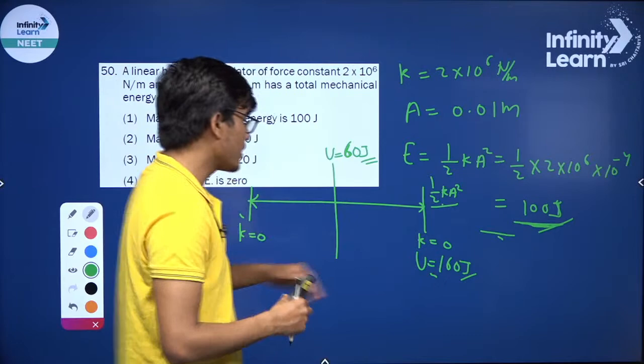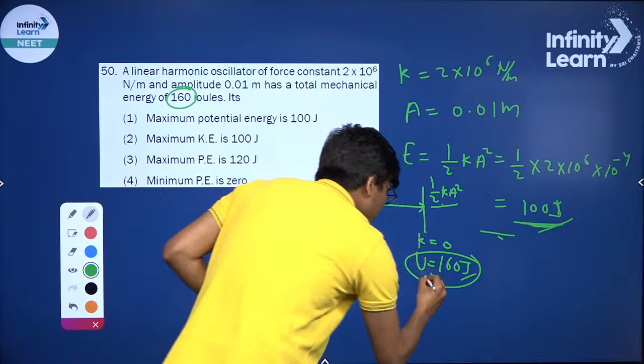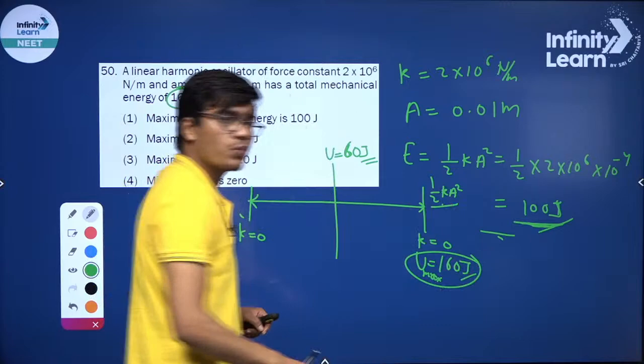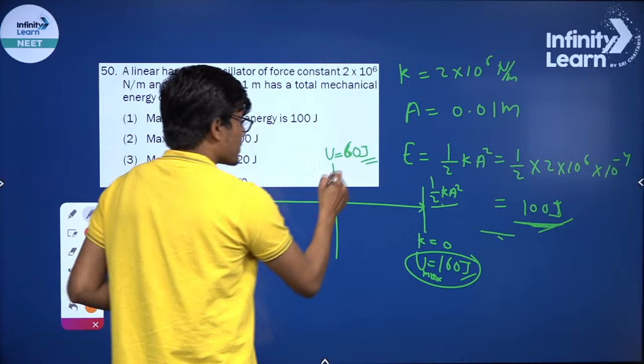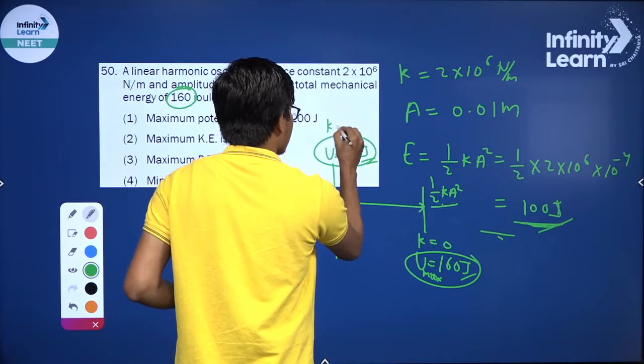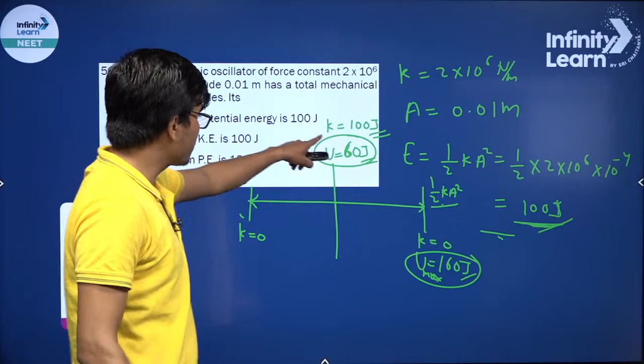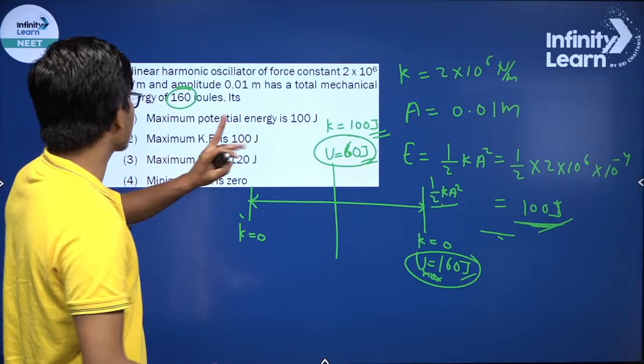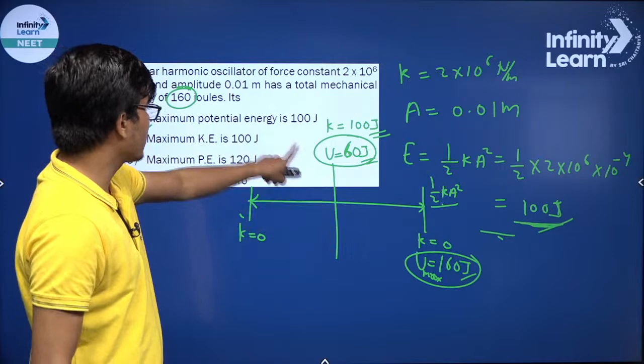So 160 joule is the maximum value of what? Potential energy. It is 60 at the mean position, and it will increase to 160. And what about kinetic energy? Here it is zero kinetic energy, and total energy is 160. At the mean position potential energy is 60, so kinetic energy has to be 100 joule, and this will be the maximum because velocity at the mean position is maximum, right? So maximum kinetic energy should be 100 joule, that is the second option, and the maximum potential energy will not be 100, it will be 160. That is why it is wrong.